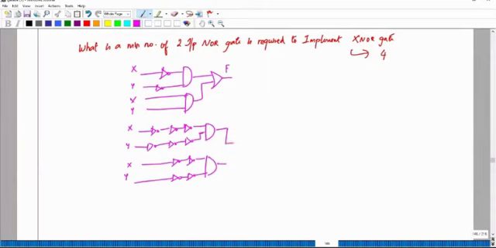And for the output of the OR gate, you have to add 2 inverters. If I group this one, this is nothing but a NOR gate. There is no use in drawing this one. So you can see 1, 2, 3, 4. Okay, 4 AND gates are required.